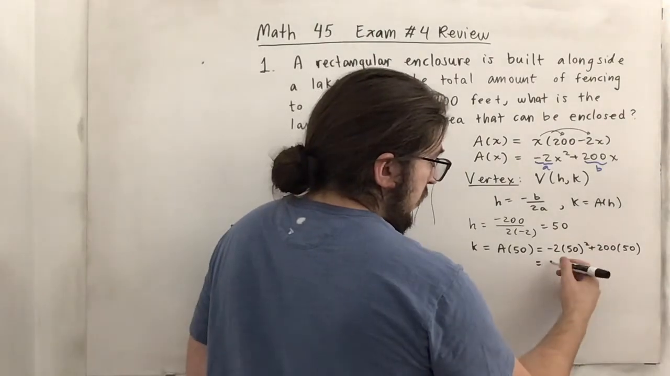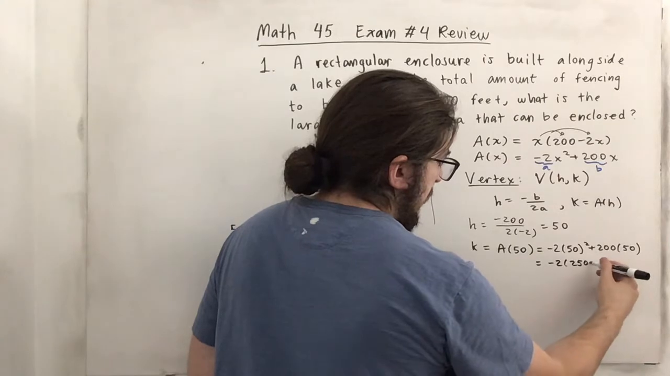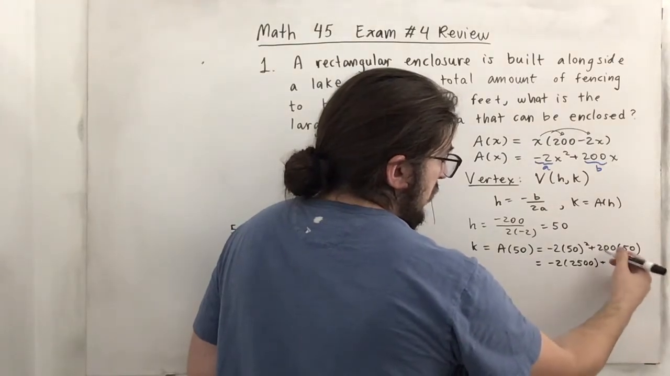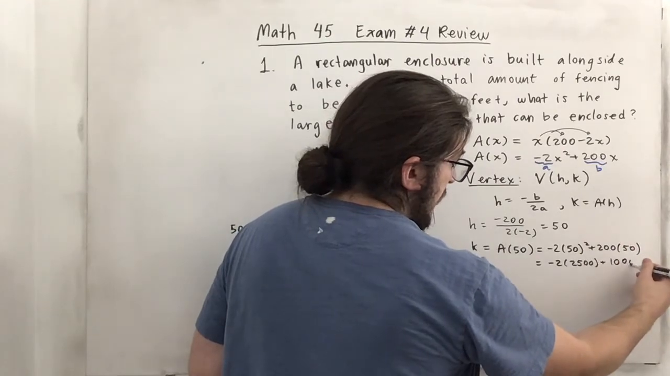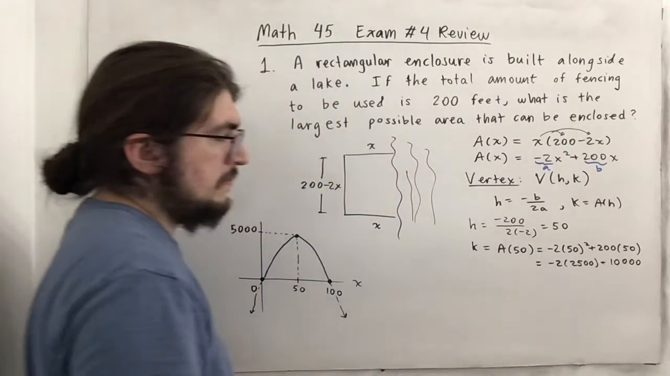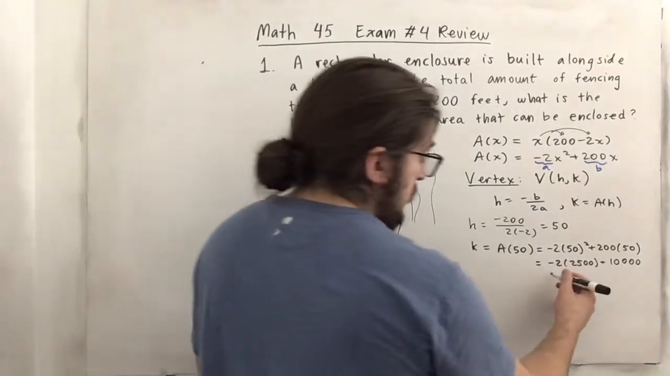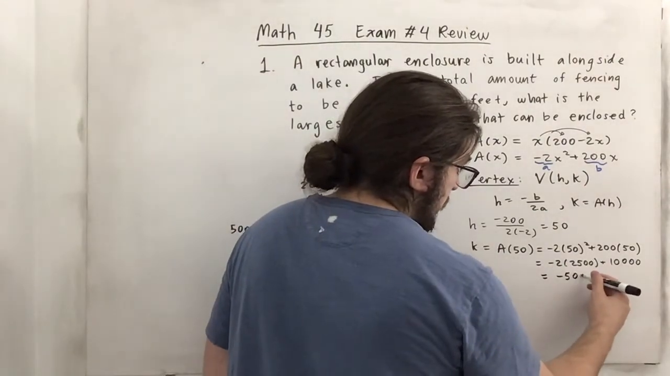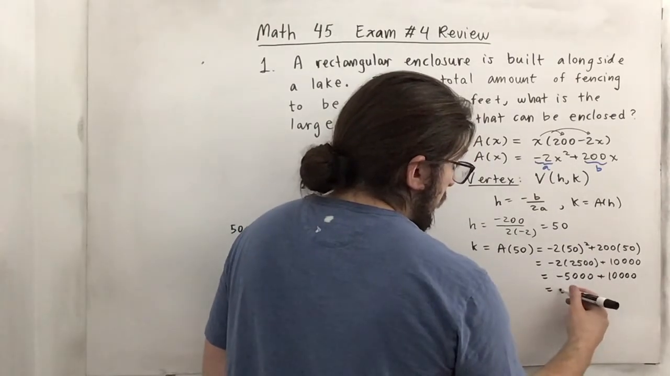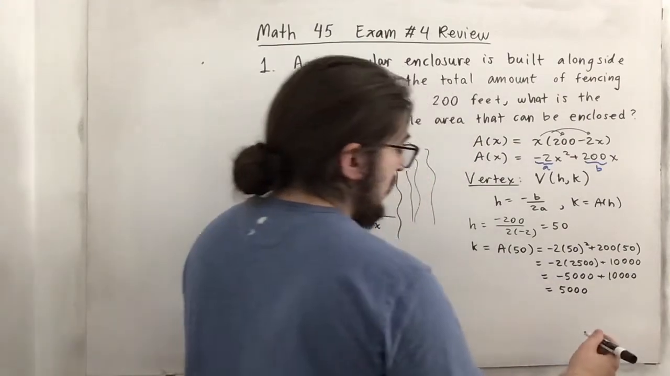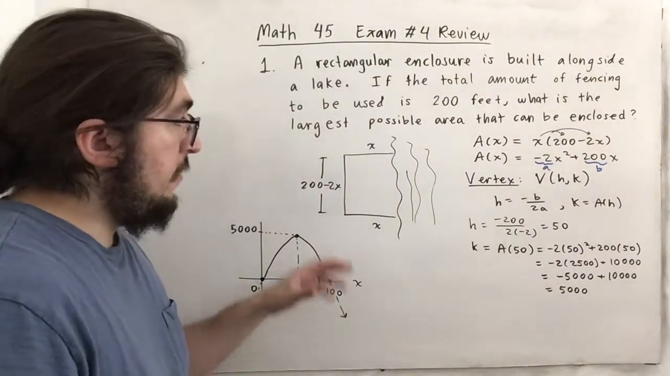So 50 squared is 2,500, so that's negative 2 times 2,500 plus 2 times 5 is 10. There's a total of 3 zeros in addition to that though, so we get 10,000. Now 2 times 25 is 50, so this is going to be 50 with 2 zeros, or negative that, so it's negative 5,000 plus 10,000, which amounts to positive 5,000 indeed. So the largest possible area indeed occurs at 50.